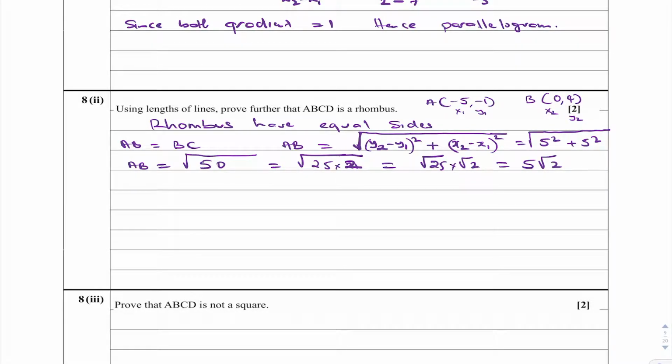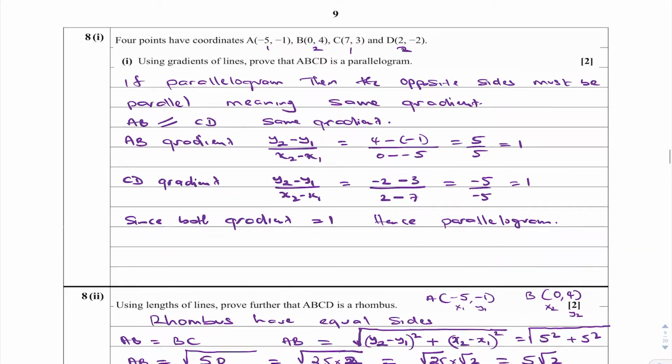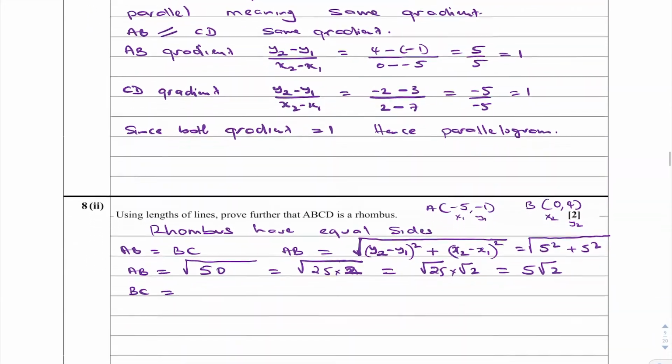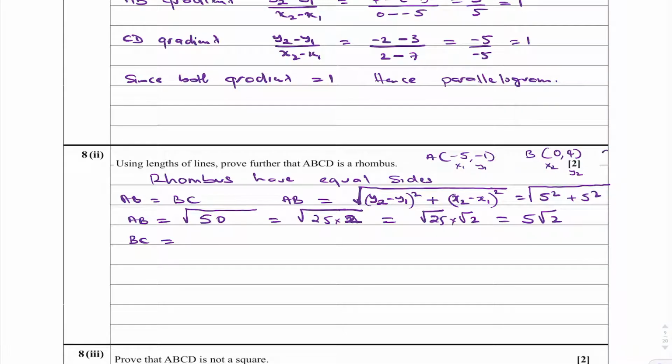Now BC, let's find BC. So point C, let's look out for point C. C is 7, 3. So this is now the new x2, y2, and this is now x1, y1.